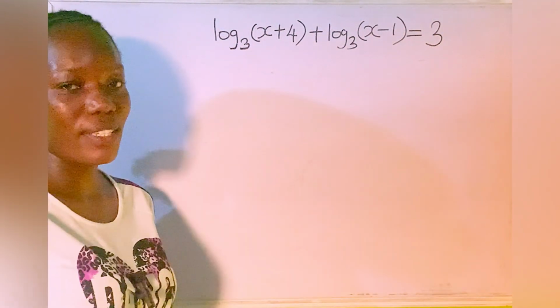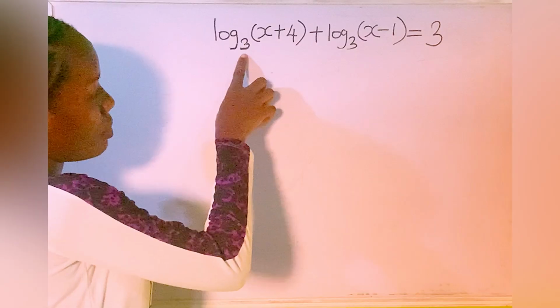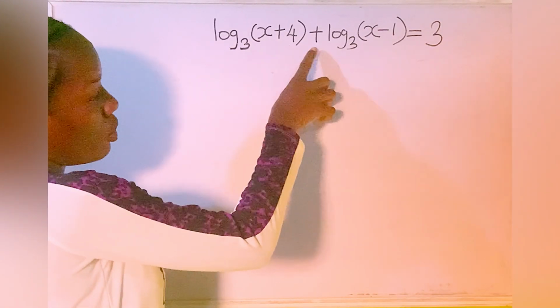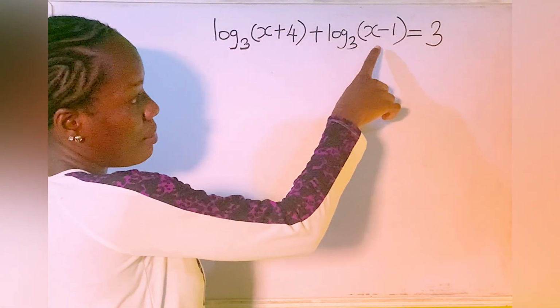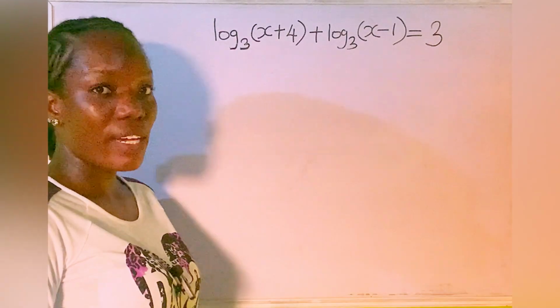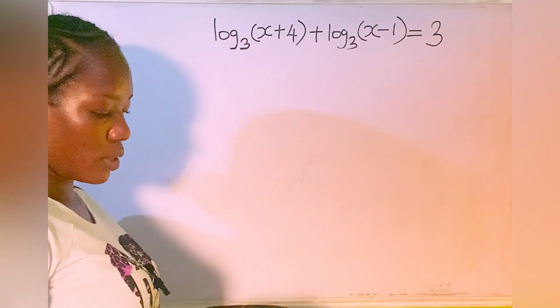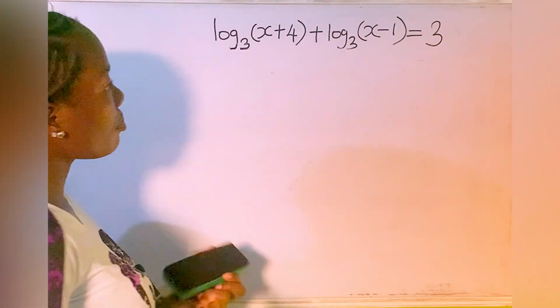Let's solve this question together. We have log base 3 of (x + 4) plus log base 3 of (x - 1) is equal to 3. We have to find the value of x in this equation. Okay, so let's solve this now.